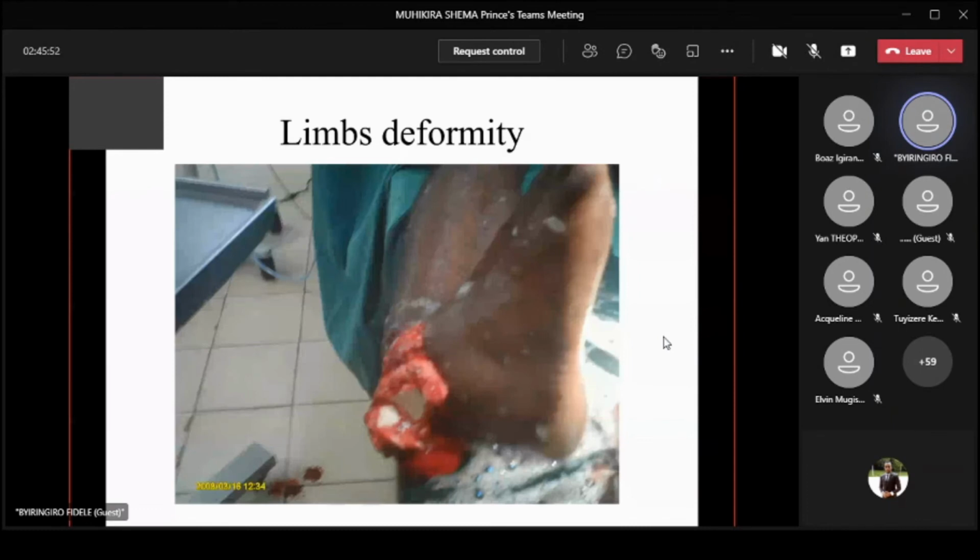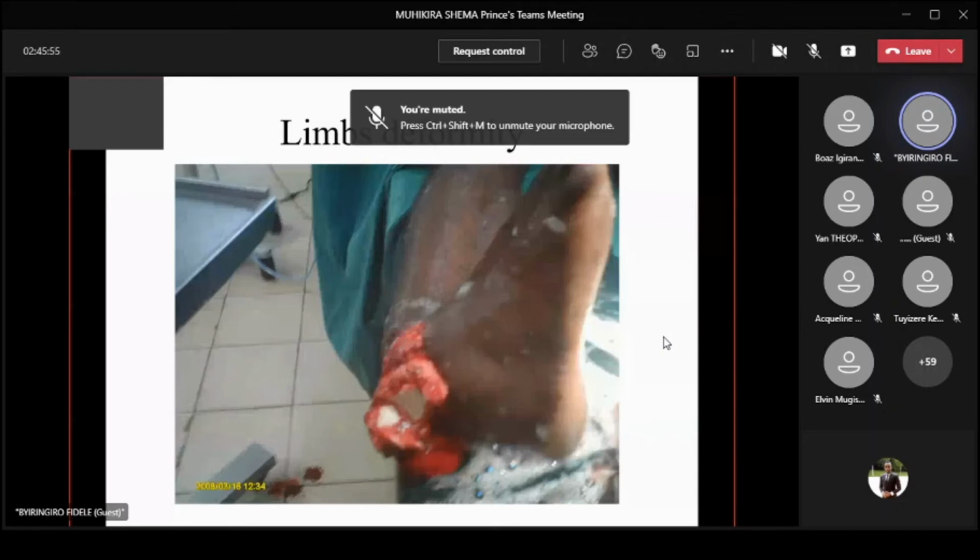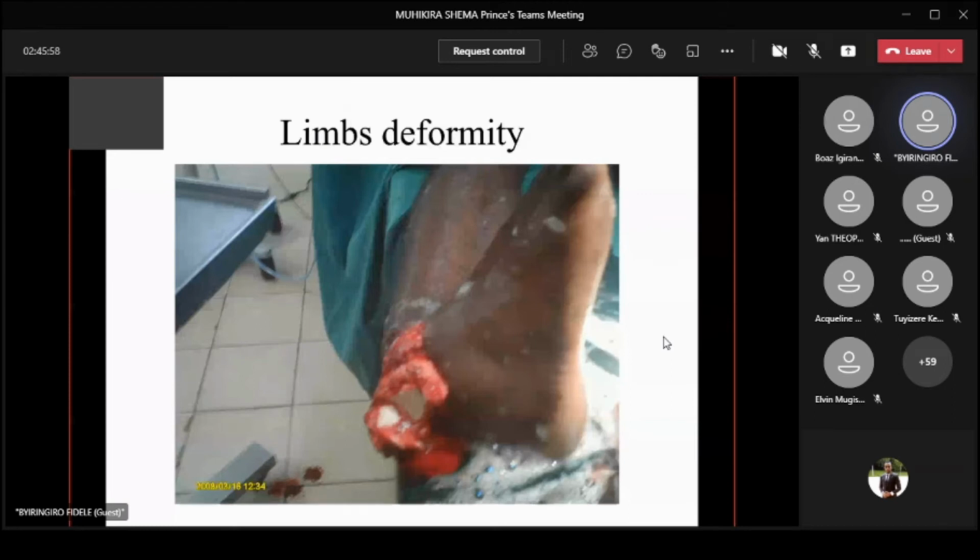So this is an example of a limb deformity with an open fracture of the distal leg, lower limbs. When there is an open fracture, what we do first is to clean, and the cleaning is very important because it helps to decrease the contamination in the wound. Then we proceed with the standard management of open fracture.